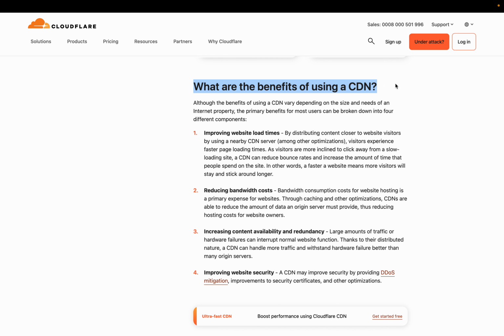So in the benefits section, what we see is improving website load time, reducing bandwidth cost, increasing content availability and redundancy, and improving website security. All those we talked about. If you want to read more about it, I would highly recommend going to the Cloudflare documentation.